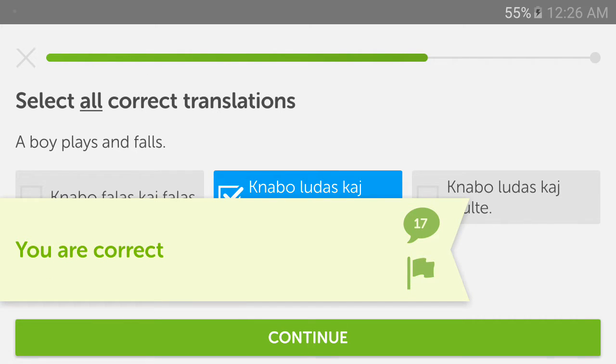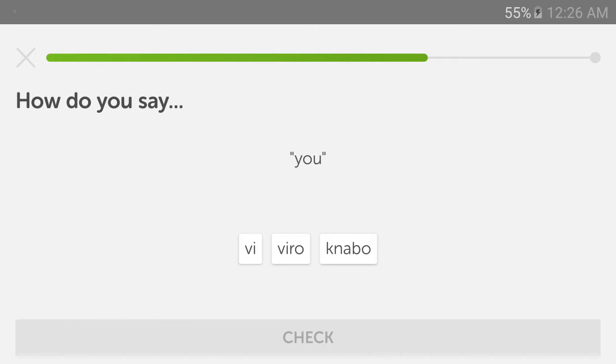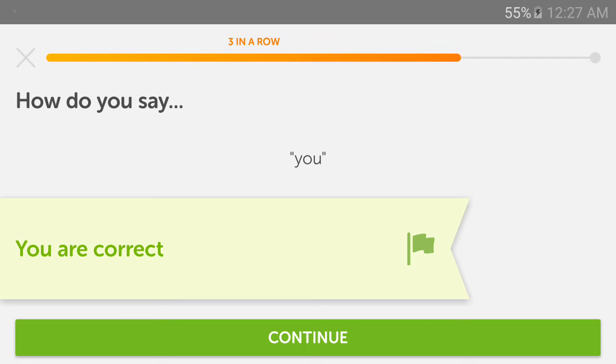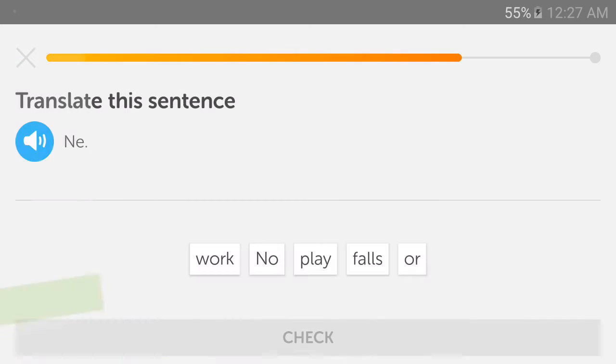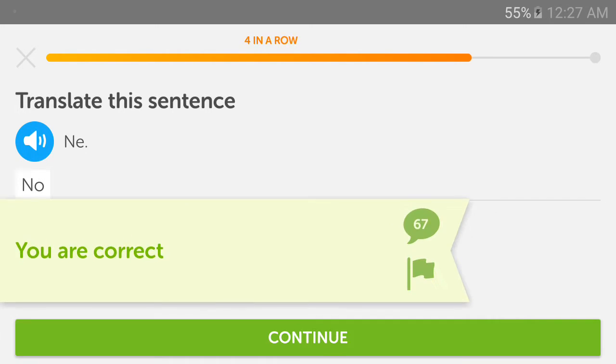Sleeping and playing are similar words, very, very close to one another. Or not ludas. Dormas is sleep. So ludas, I think, is play. I'm getting confused with bed. Vi. Ne. Translate this sentence. Ne. No.